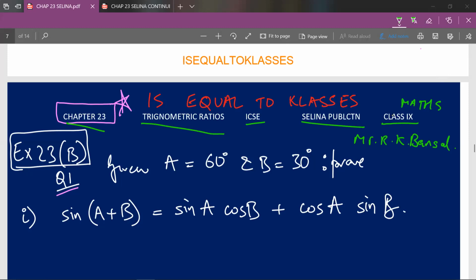Okay, so let's start. So our exercise 23b, we'll start with question number 1. Now question number 1 states that given A is equal to 60 degree and B is given to us as 30 degree. These are specific alphabets that are given to us, so we'll not go into the meaning of these alphabets. So all that is given to us is the information, that is A is equal to 60 degree and B is equal to 30 degree. Prove that the first subpart, that is sine (A plus B) is equal to sine A cos B plus cos A sine B.